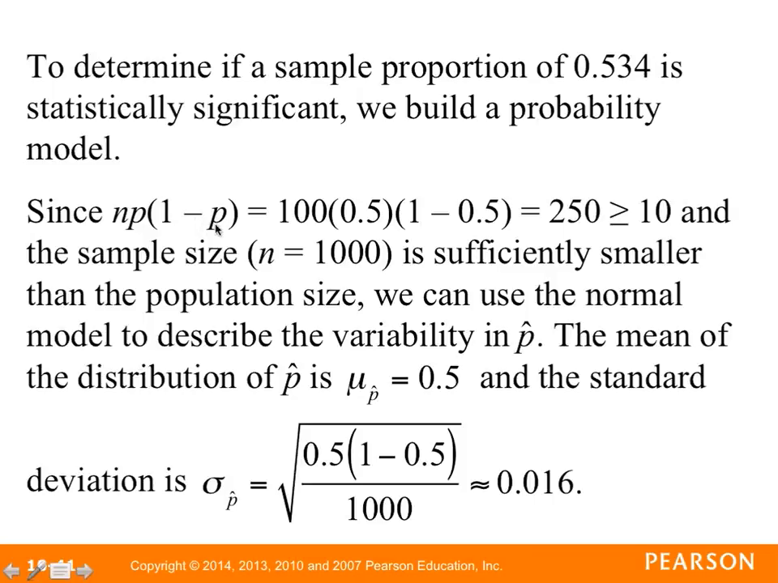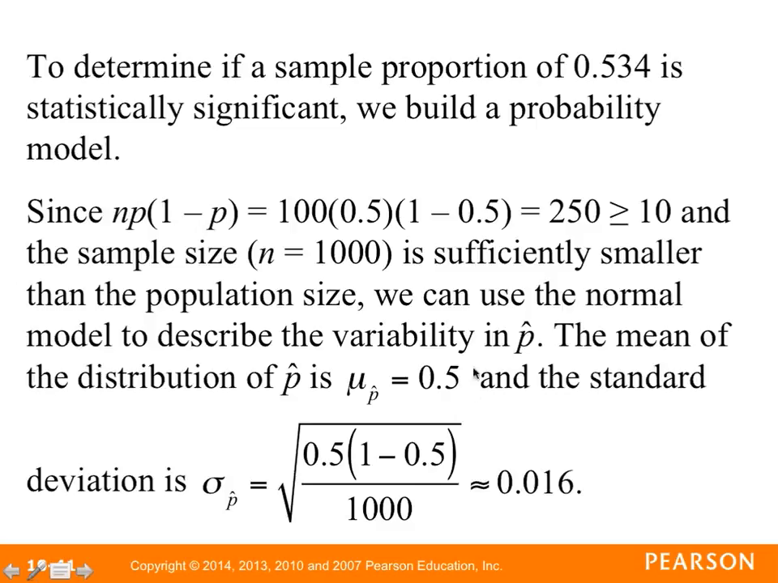So n times p times 1 minus p, if we check that, it ends up being 250, which is obviously greater than 10, so that's good. And then the sample size is only 1,000, which is sufficiently smaller than the population, so there are no issues with having dependent data. So we can use the normal model to describe the variability in p hat.